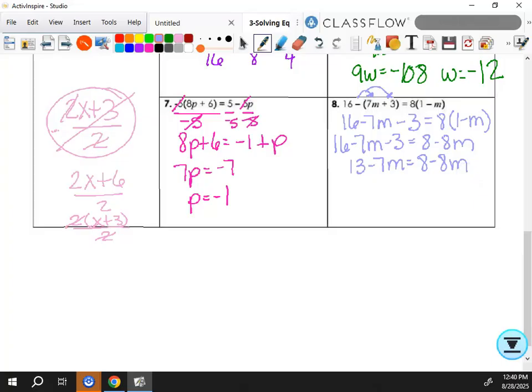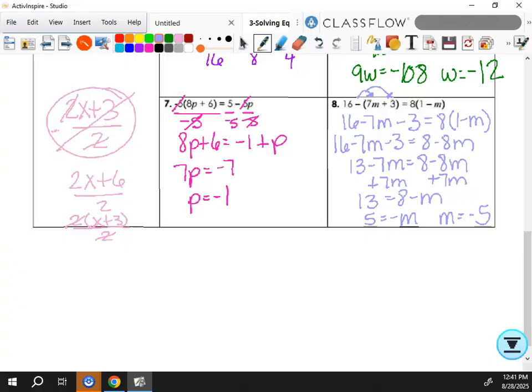And then which m would you move? The 7, okay. So we'll add 7m to both sides. So 13 equals 8 minus m. So then we'll subtract the 8 and get 5 equals negative m. So what does m equal? Negative 5. How many of you would have moved the 8? Me too. Does it matter? No. As long as you don't mess up your signs, you're fine.